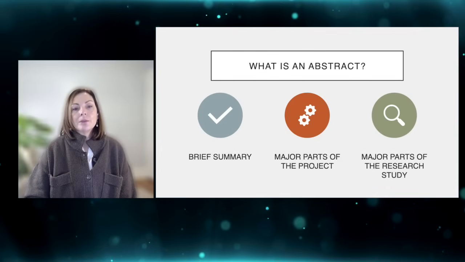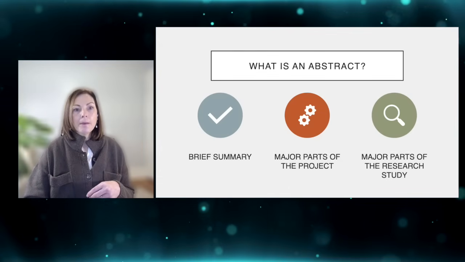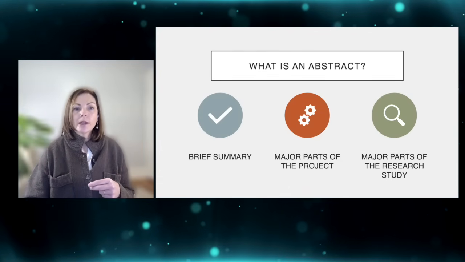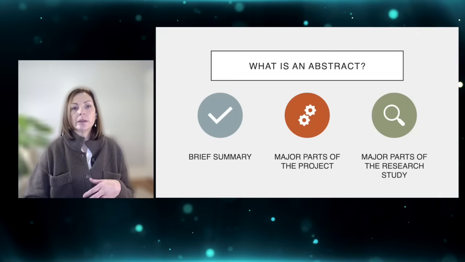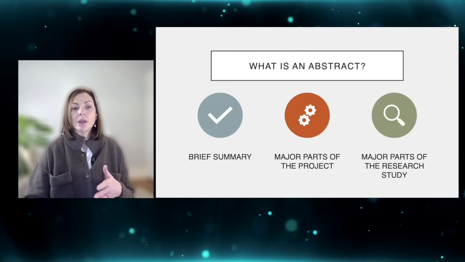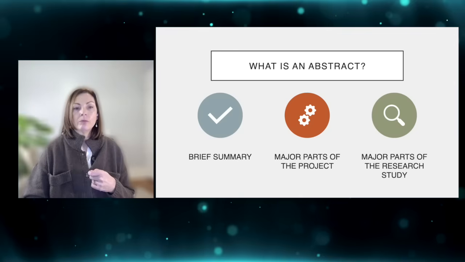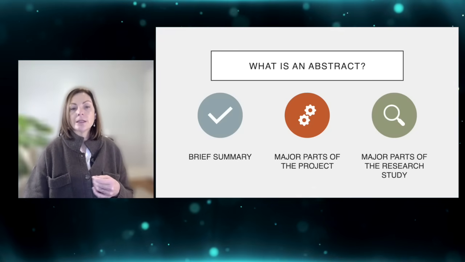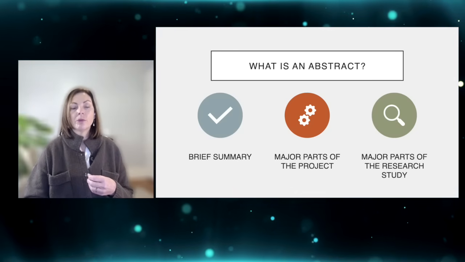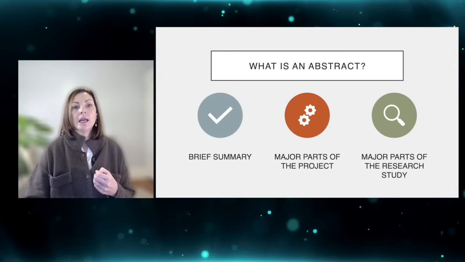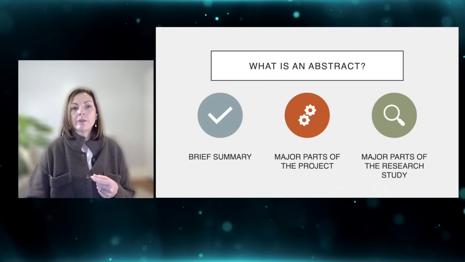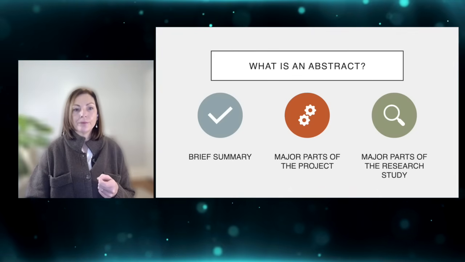So we're going to get started on these slides here. So think of this as a roadmap. That's what your abstract is. The goal is to make the process clear and manageable. So what is an abstract? First things first, what is this? It's a concise summary of the major parts of your project, of your research study. Think about it like your elevator pitch in written form.